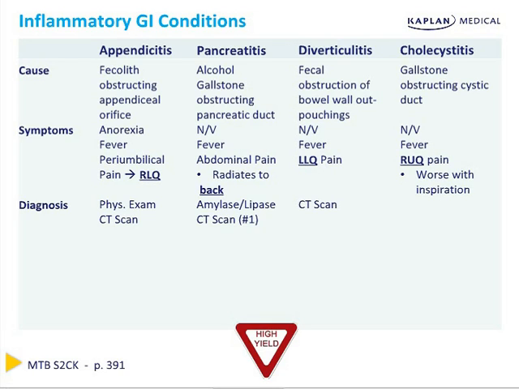CT scan is also the best test for noting the presence of diverticular outpouchings within the large bowel and inflammation of the bowel wall. CT is not the diagnostic test of choice for cholecystitis, however, which instead should be initially worked up with an ultrasound. The classic ultrasound findings of cholecystitis include pericholecystic fluid, a thickened gallbladder wall, and in some, but not all cases, stones in the gallbladder lumen. If the diagnosis is in question, a nuclear medicine test called a HIDA scan can confirm the diagnosis.